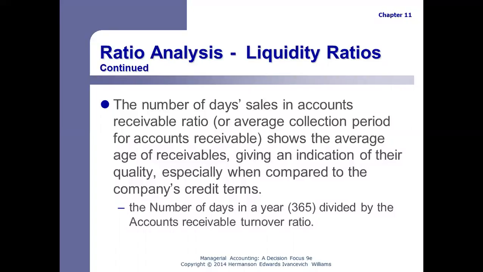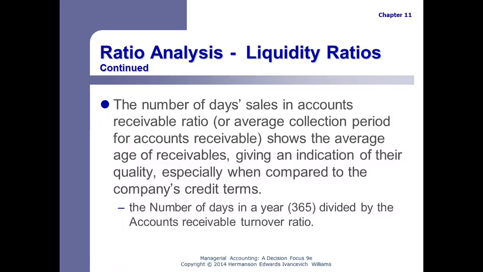So 30 days is generally an average number of days sales in accounts receivable ratio. That's saying that it takes them 30 days to collect their receivable. If it's higher than 30 days, that means your customers are not paying you on time when they're supposed to. So it's just an indication of potential problems if your customers aren't paying you when they're supposed to pay you.